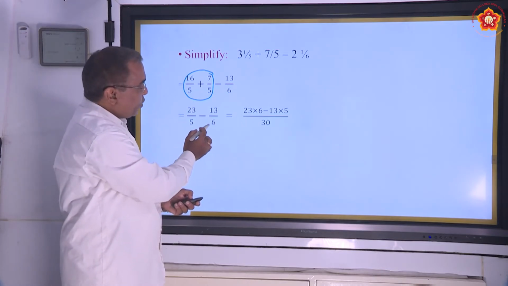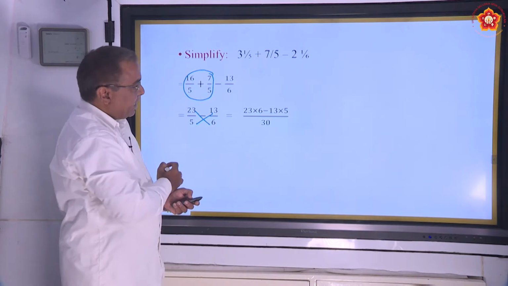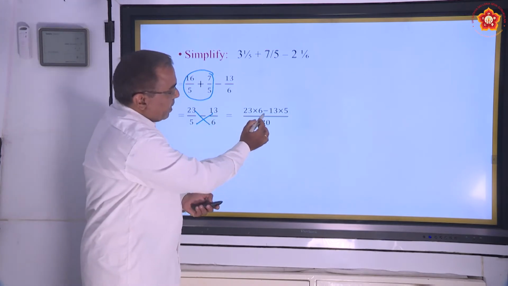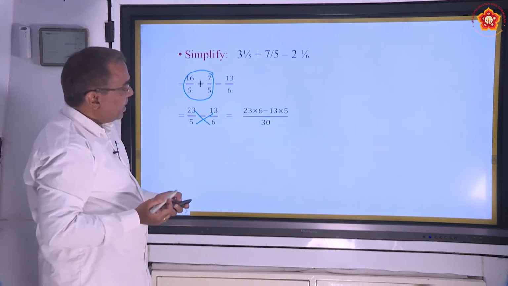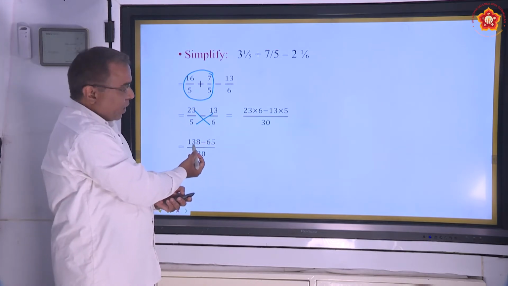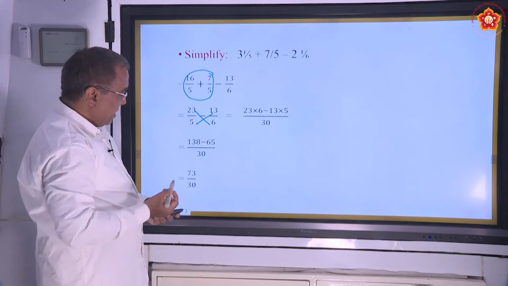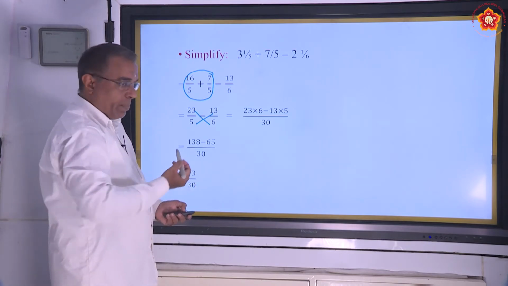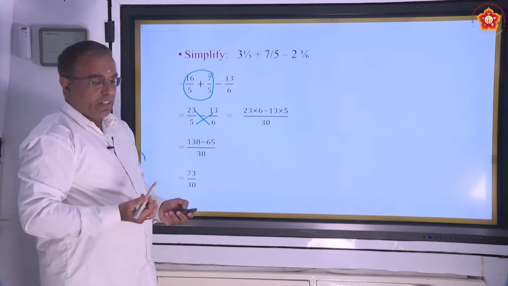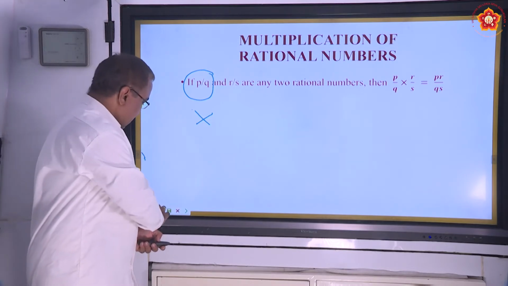So which means 23 should be multiplied with 6, cross multiply, 23 into 6, 13 into 5. So the minus sign in between we are including. On further simplifying, 23 into 6 gives 138, minus 5 13s are 65, by 30, that will give us 73 by 30. Can we simplify it further? No, it is not possible. So we will leave it like that.